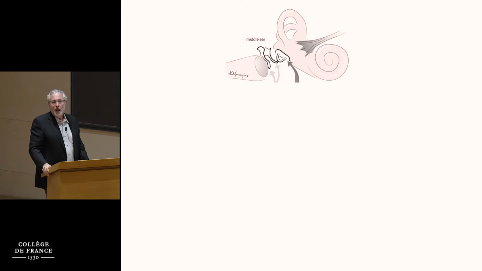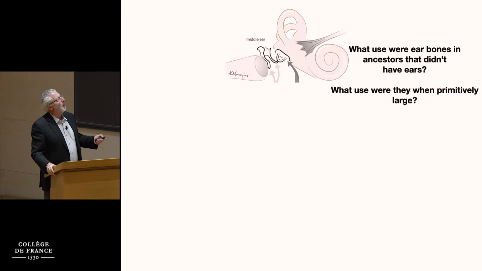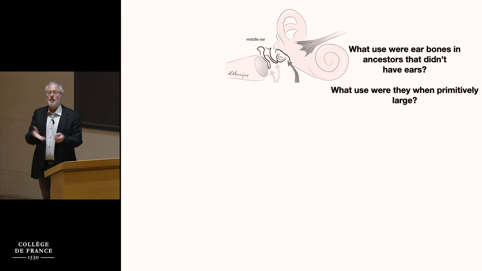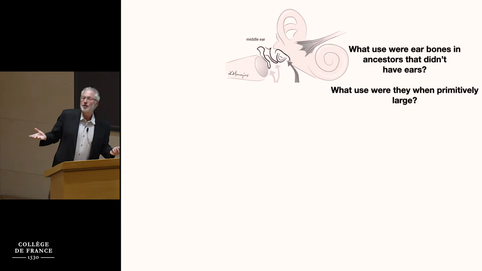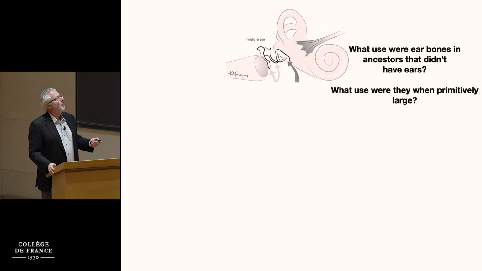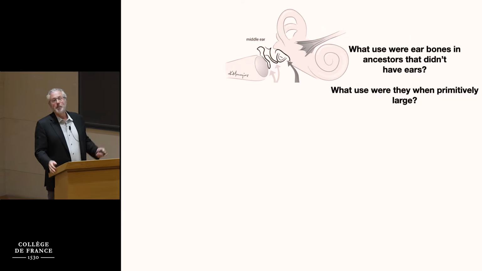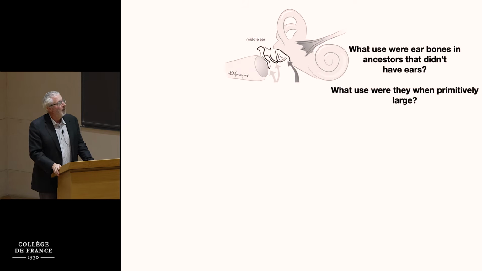Now, you can imagine a criticism like Mivart would bring up would be something like, what use were ear bones in ancestors that didn't have ears? Were they invented out of whole cloth in fish that didn't have ears? What use were they when they were primitively large? They couldn't have been always this small, that sort of thing. Well, the response is really seen in the fossil record, in comparative anatomy, and in development and developmental genetics. Let me just show you.